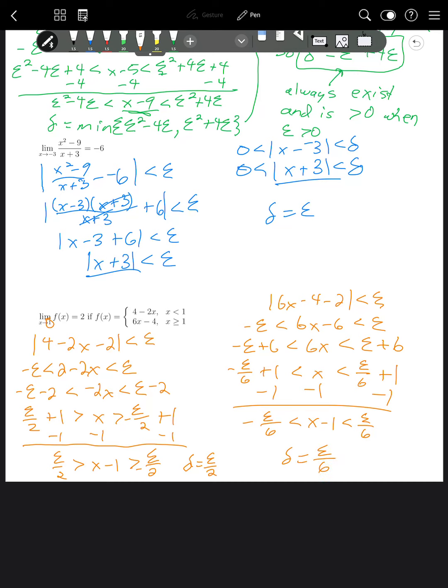And then you pick the smaller one, which would be this one, right? Epsilon divided by 6 is a smaller number than epsilon divided by 2. And you always want to pick the smaller one, because if the smaller one fits inside the interval, then it would definitely fit inside this interval, right? If delta is this small, then it's definitely smaller than epsilon over 2. And you're always trying to make sure it always fits in the interval. So you always want to pick the smaller one.